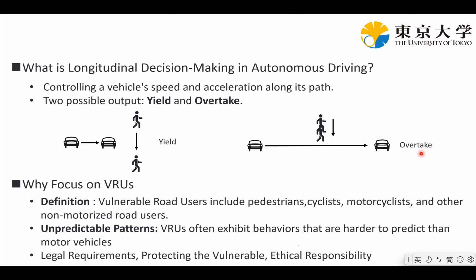Why is it necessary to separate the decision making for VRU and vehicles? VRU includes pedestrians, cyclists, motorcyclists, and other non-motorized road users. The main reason is that their behavior is often unpredictable, and it's really hard to predict it accurately.